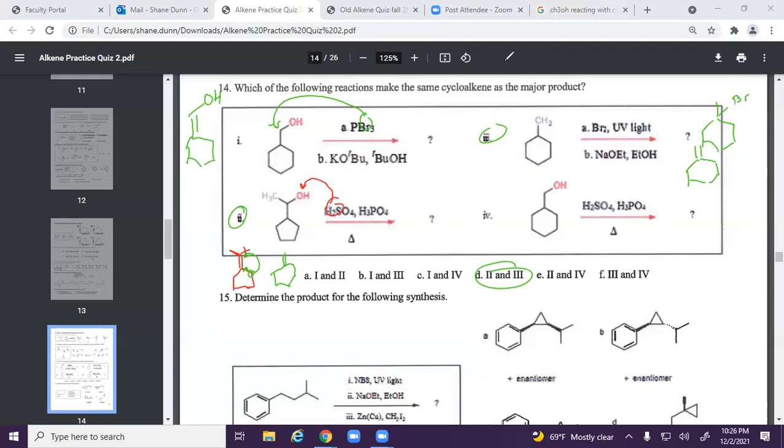Interesting. Makes no sense. Yeah, that's weird.